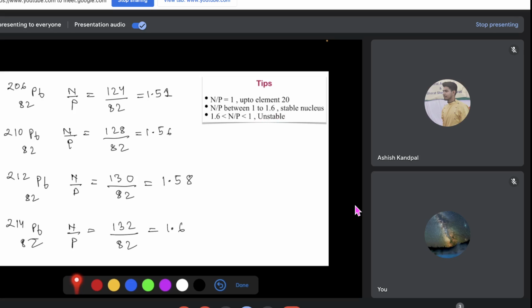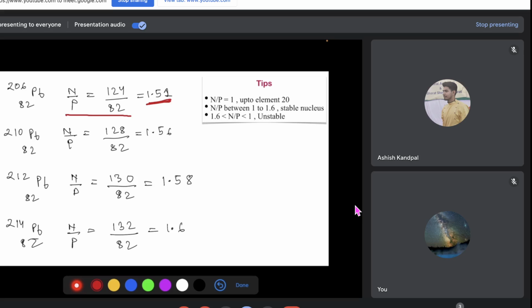For the given question, we are given 4 different isotopes, and I have written here the ratios corresponding to them. The N upon P ratio for lead-206, 82 will be 124 upon 82, that is 1.51. Similarly, if you calculate the N upon P ratio for all of them, you will get to know which is closest to 1.